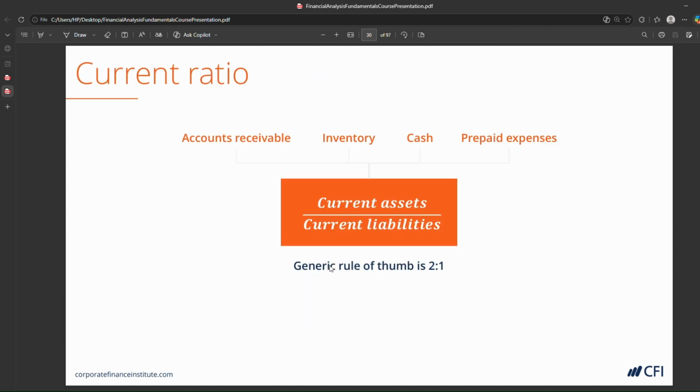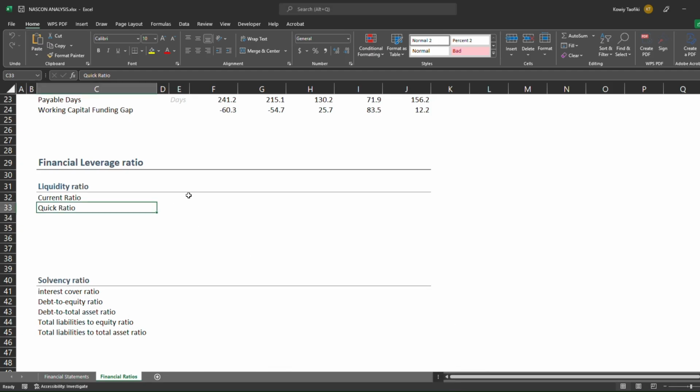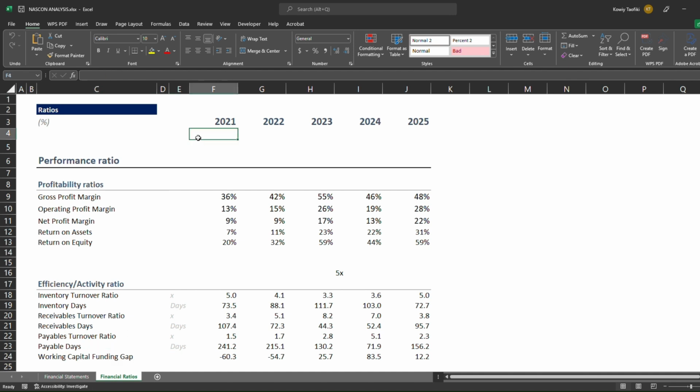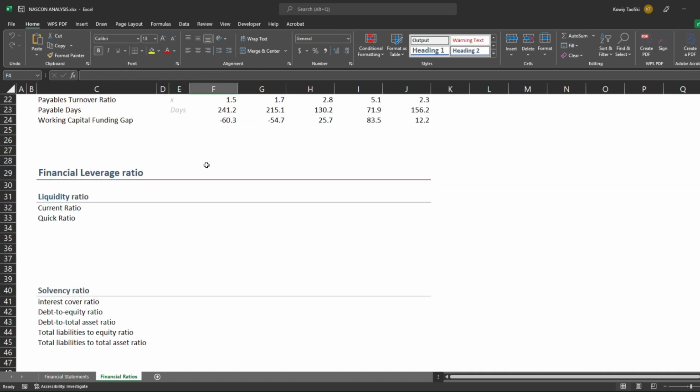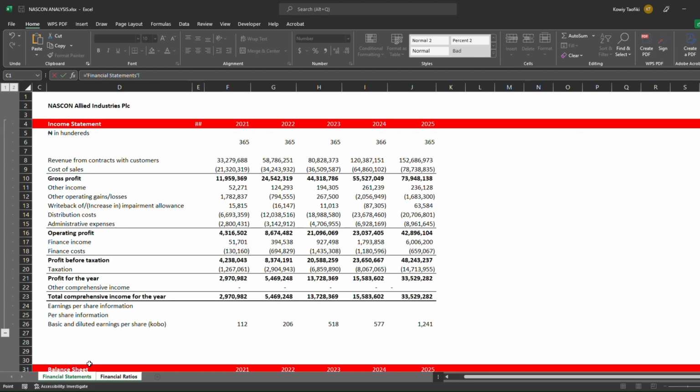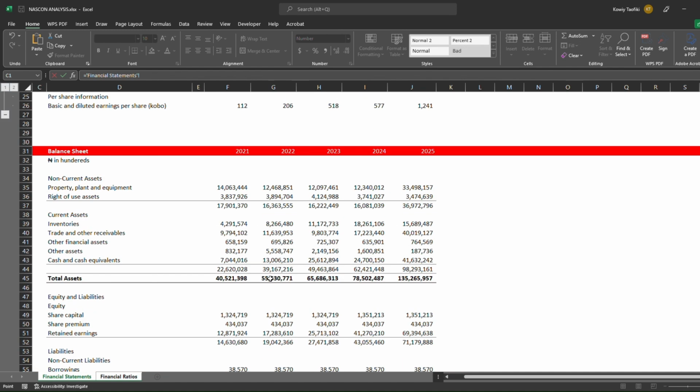So we have the current ratio, which is basically we are comparing current assets in relation to the current liabilities. So we'll move on to our financials. So we have for 2021, which is this, equals to, go back to our financials. Where can we find our current assets? We can find that alongside the current liabilities under the balance sheet section.